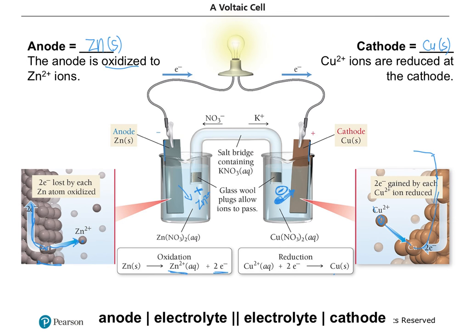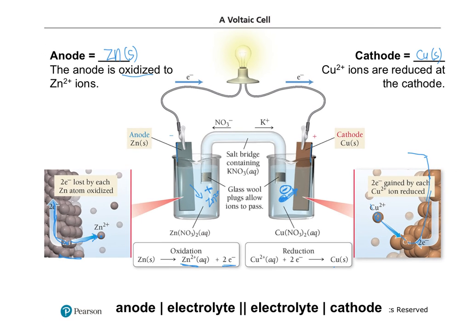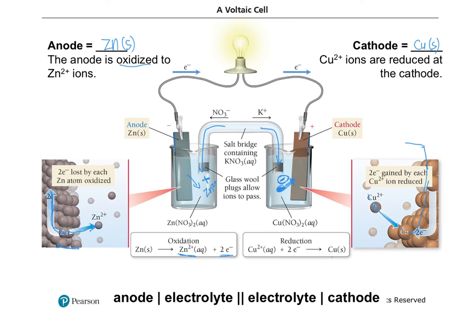So what happens is my salt bridge has potassium nitrate in it, and the nitrate is going to go into my anode container, and my potassium is going to go into my cathode container to help balance out that charge so we don't build up a huge amount of charge.